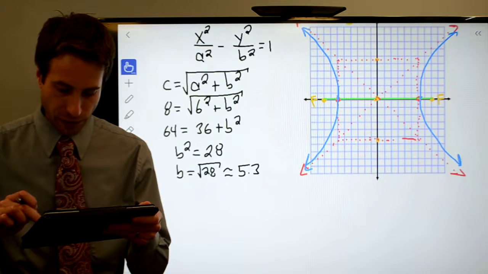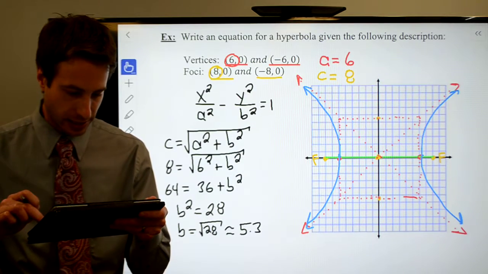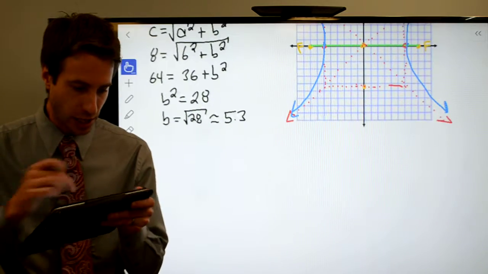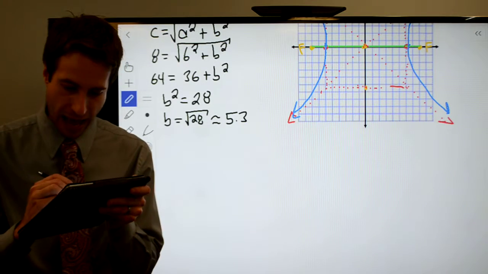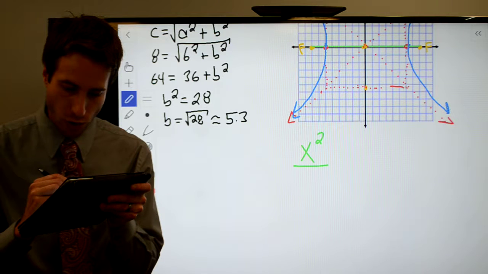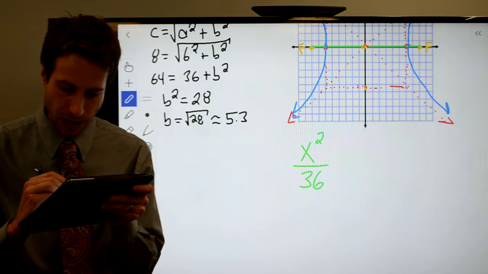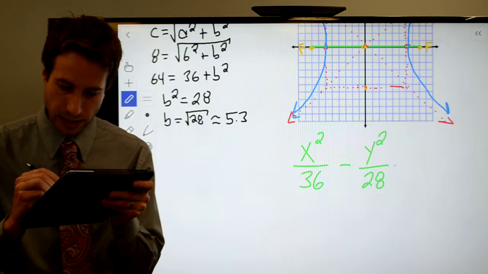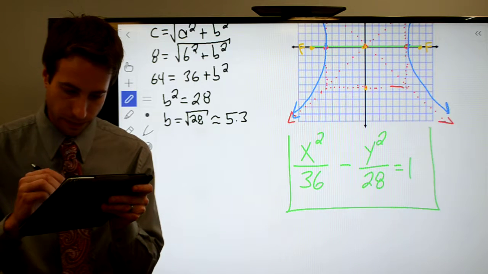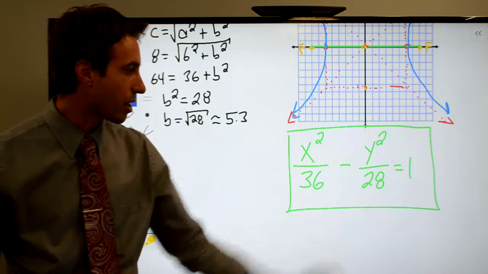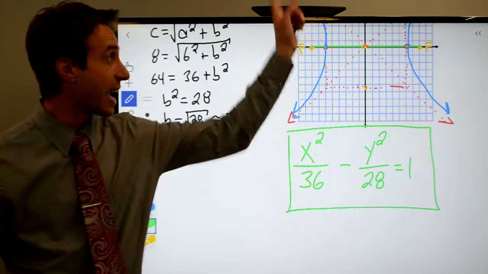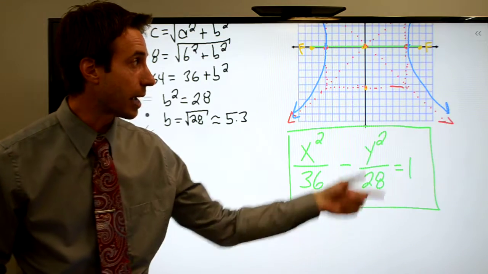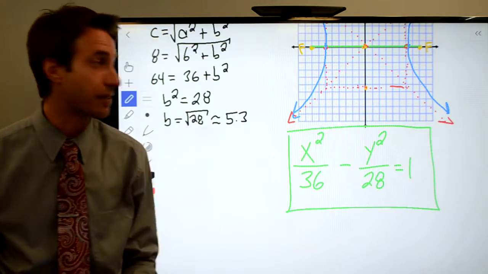Alright, the equation for this guy then, a was 6, b squared was 28. So that means a squared is going to be 36. So here we go. I will have x squared over 36 minus y squared over 28 is equal to 1. Again, that's a squared, that's b squared. A was 6, so you square 6 and you get 36. Both the equation for the hyperbola and we graphed it based on the information given.